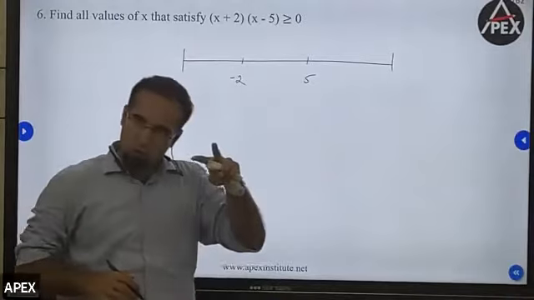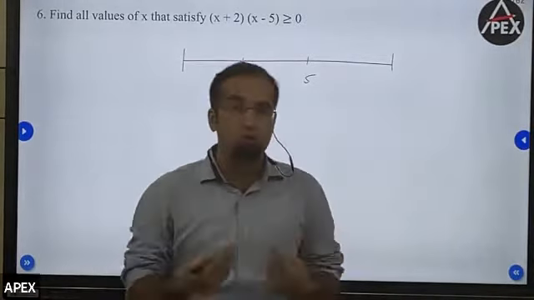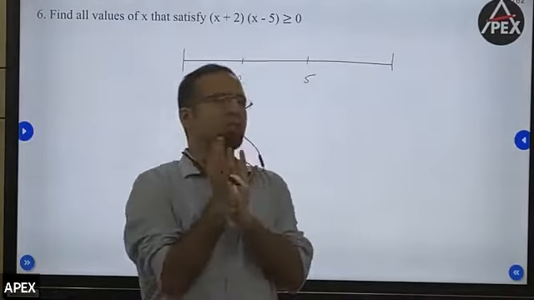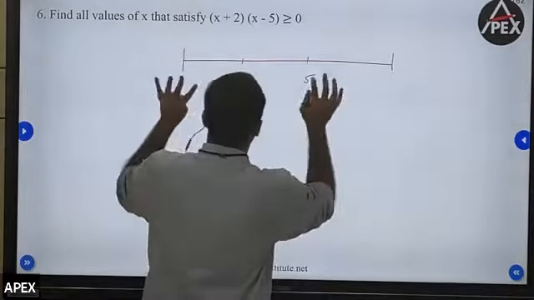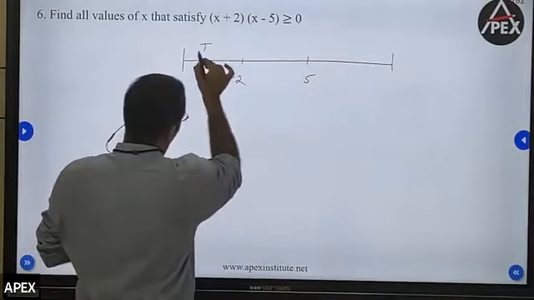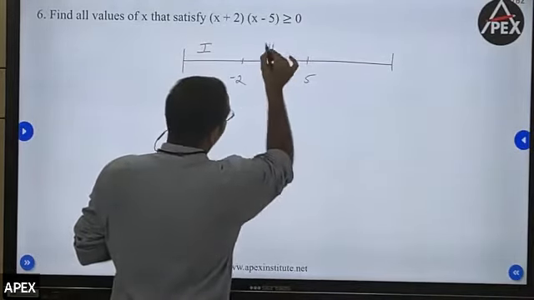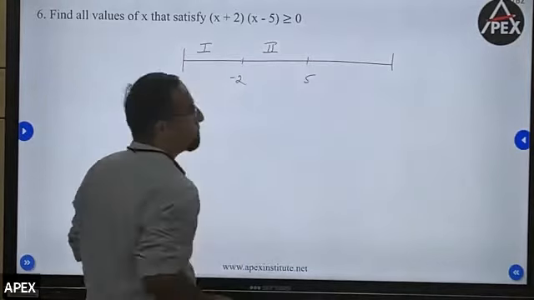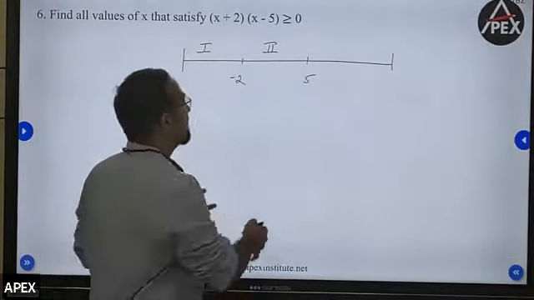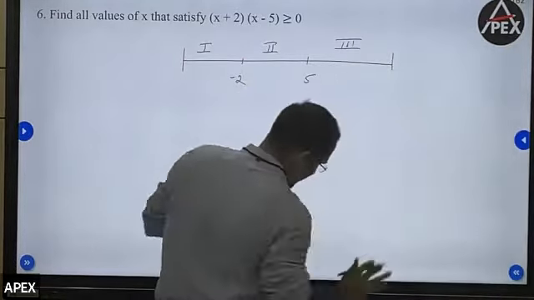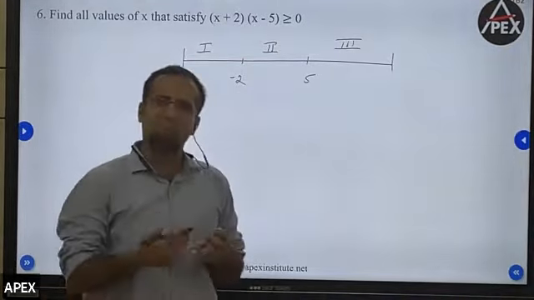So two zeros are dividing my number line into 3 zones. Now the logic is quite simple. I'm dividing it into 3 parts. Part number 1 is to the left of minus 2. Part number 2 would be the range from minus 2 to 5. And my third range is from 5 to infinity. Now the logic is quite simple, guys.